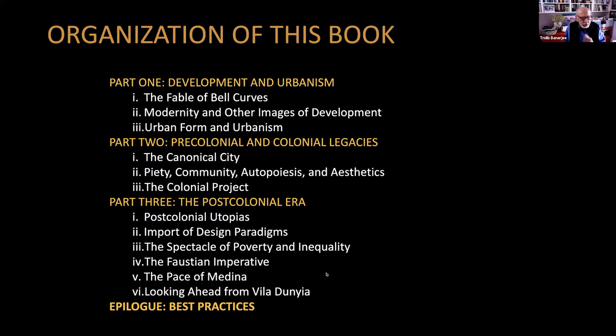So the book is organized basically, so that is sort of how we set up the introduction, opening of the story. The beginning goes back much farther historically, but essentially the book is organized in three parts. The first part is more theoretical review of the literature and arguments and debates, these three chapters. Those are all discussion about development and urbanism. The second part looks at the pre-colonial and the colonial legacies of city design.